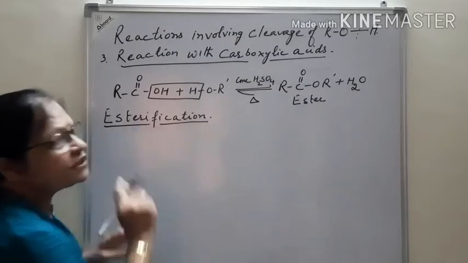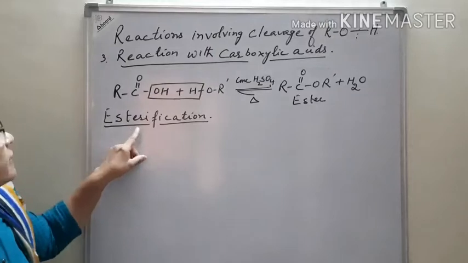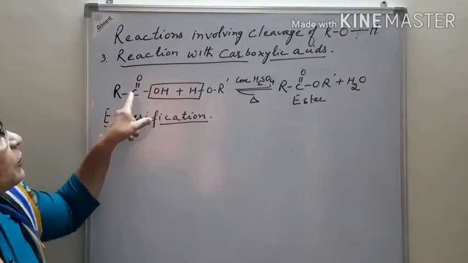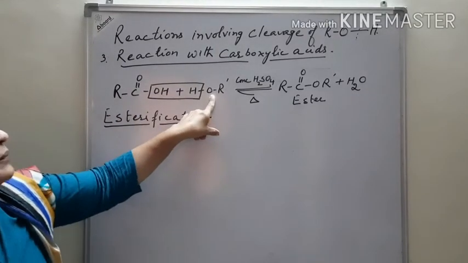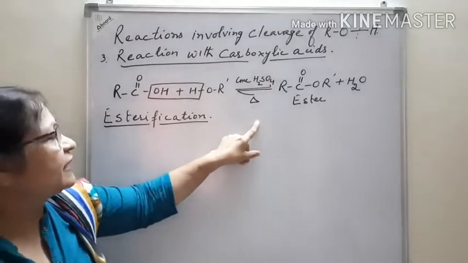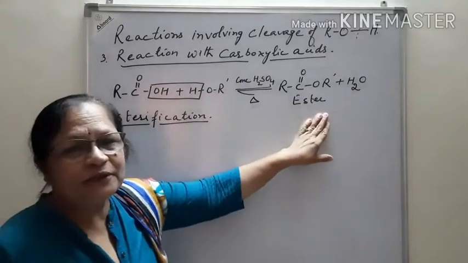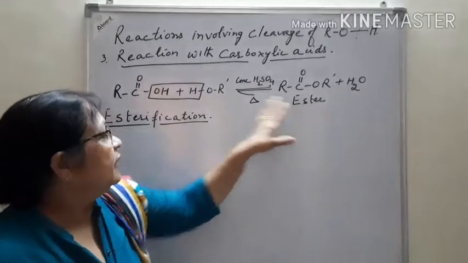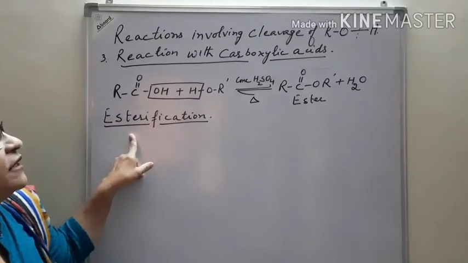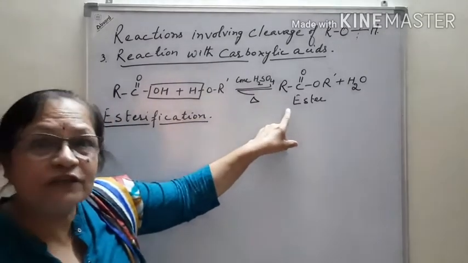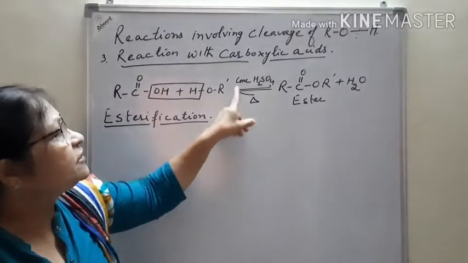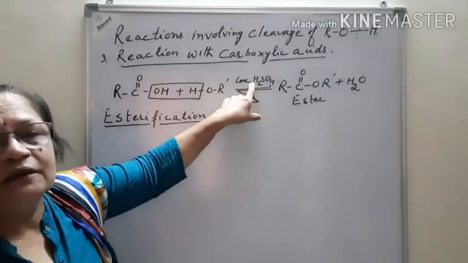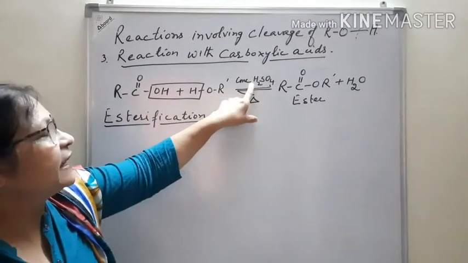What is esterification? Esterification is when a carboxylic acid reacts with an alcohol in the presence of concentrated sulfuric acid, and then an ester is formed. That is called esterification. And this reaction is reversible, and it is catalyzed by the acid, right?